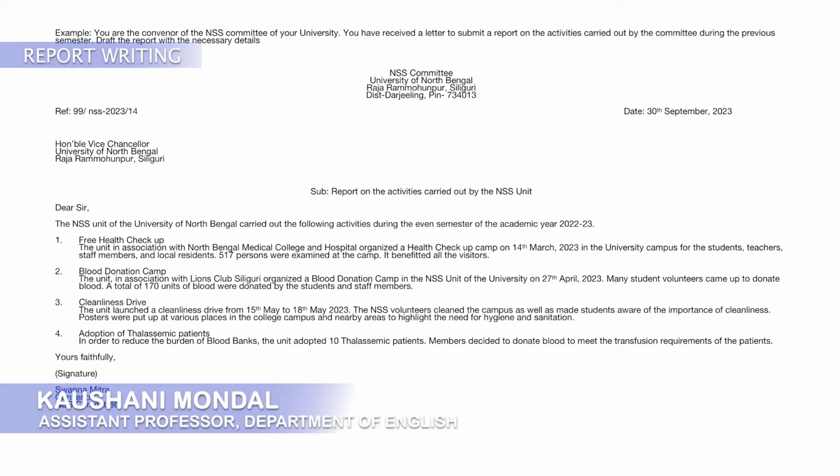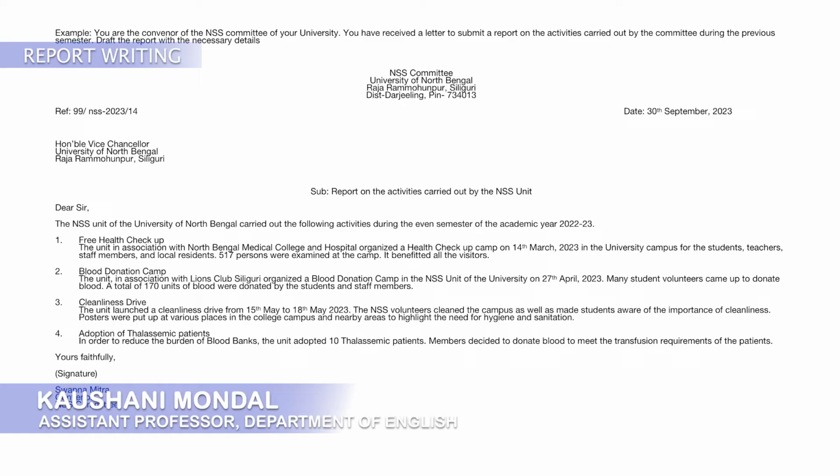And then comes the subject line. So, report on the activities carried out by the NSS unit. And then the salutation. Salutation is here, dear sir. And then the body goes like this, that the NSS unit of the University of North Bengal carried out the following activities during the even semester of the academic year 2022-23. So, first is free health checkup and the details are given there. Then comes the blood donation camp, and then the third one is cleanliness drive, and the fourth is adoption of thalassaemic patients. So, the details of the report, the findings of the report writer, are all enumerated in this particular report.